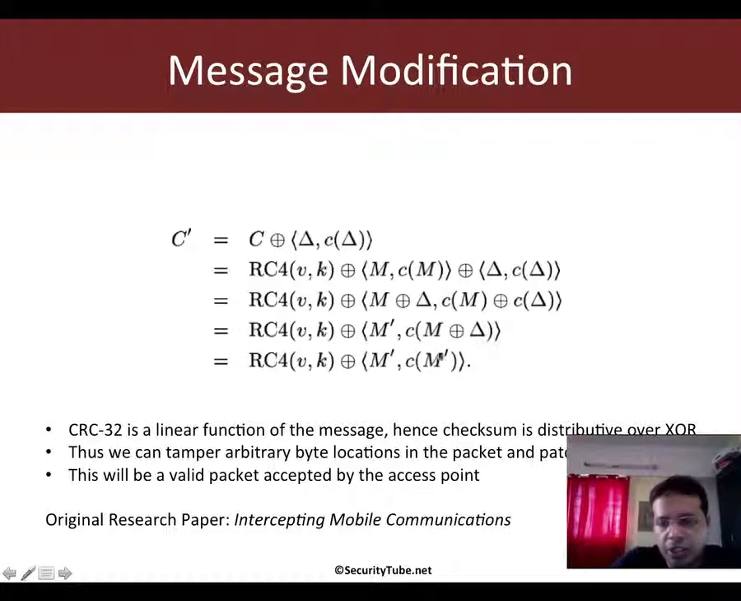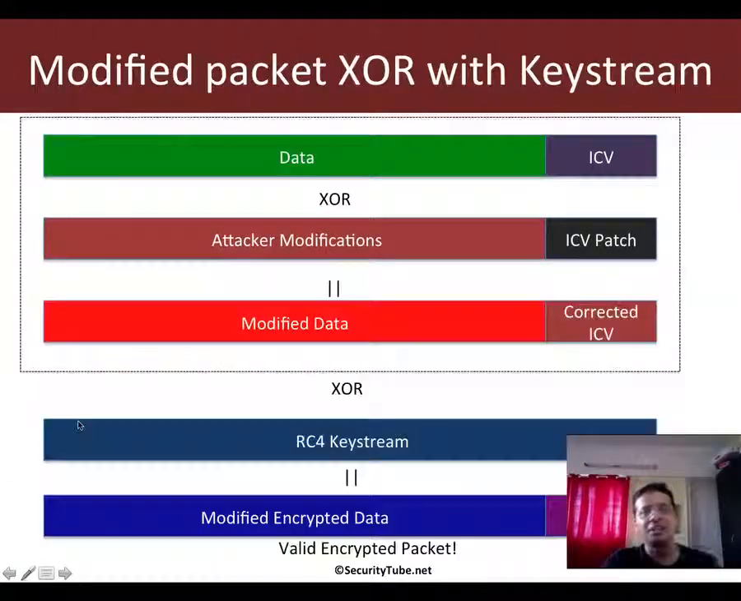And because this modified checksum is absolutely valid for this modified message, when decryption happens, the access point or the client receiving this packet gladly accepts the packet, right? So I hope all of you have understood this part.